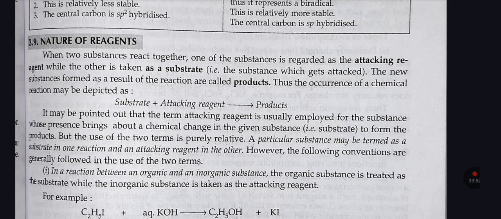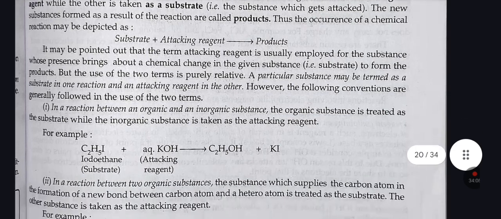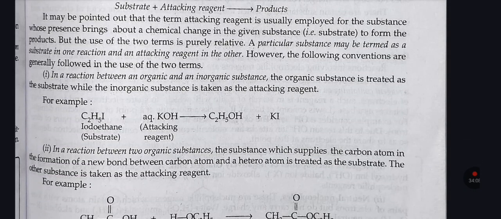The new substance formed as a result of the reaction is known as the product. Thus, the occurrence of a chemical reaction may be depicted as substrate plus attacking reagent gives product. It may be pointed out that the term attacking reagent is usually employed for the substance whose presence brings about a chemical change in the given substance, that is the substrate, to form the product.